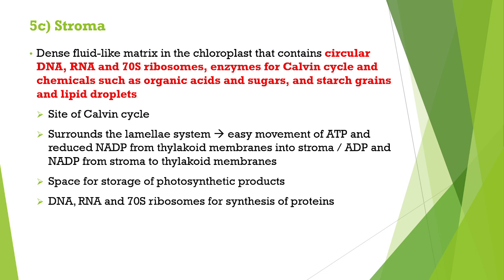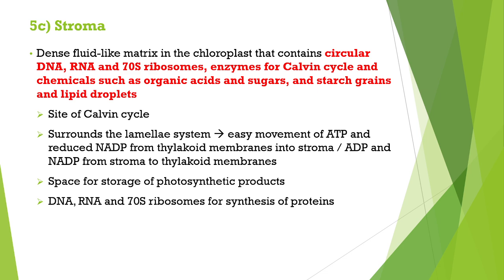So the products from light-dependent reactions can easily diffuse into the stroma to drive the Calvin cycle, and likewise, after the Calvin cycle, when the ATP and reduced NADP are used, then the ADP, the inorganic phosphate, and the NADP can be recycled back to the thylakoid membranes for light-dependent reactions to occur. So the exchange of substances is easy because the stroma surrounds the thylakoid membranes.